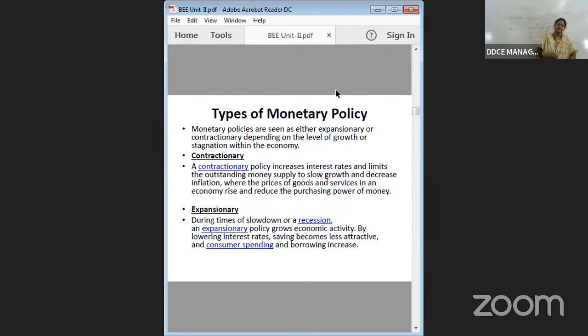Types of monetary policy. There are two different types of monetary policy we normally see, called contradictory and expansionary. Fine. What is contradictory? The contradictory policy increases the interest rate and limits the outstanding monetary supply to slow the growth and decrease inflation, whereas prices of goods and services in the economy rise and reduce the purchasing power of the economy.